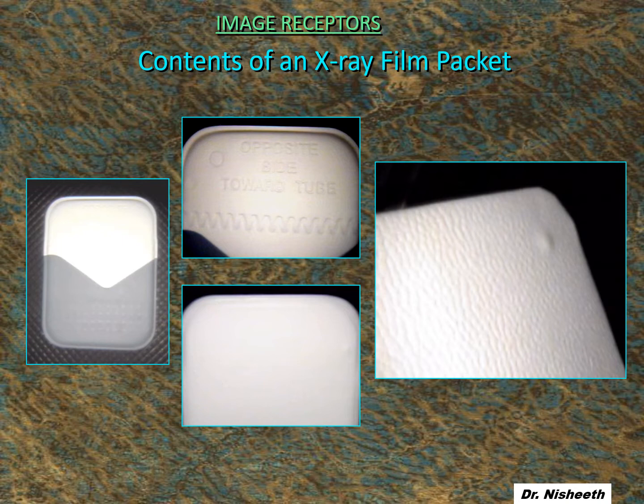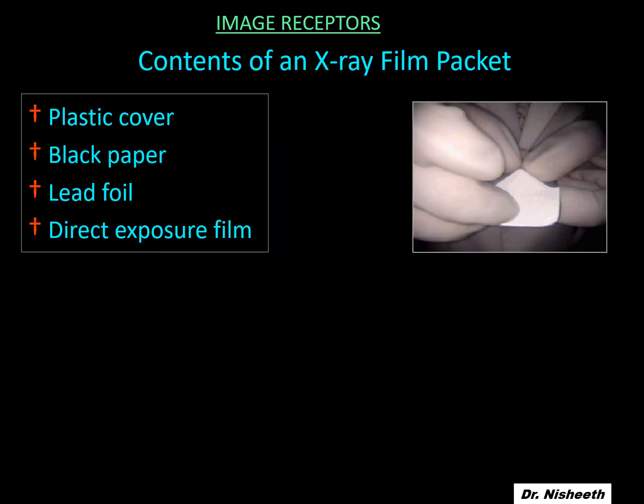So this white side should be facing towards the tube. When you expose the film, the object you want to radiograph, in our case the teeth, has to come between the film and the X-ray tube. The X-ray tube is obviously outside the mouth, facing the tooth, and the X-ray film has to be behind the tooth, lingual or palatal to the tooth. This white surface should be towards the X-ray tube, touching the tooth, or towards the tooth. Okay. Now let's see what are the contents of the X-ray film packet.